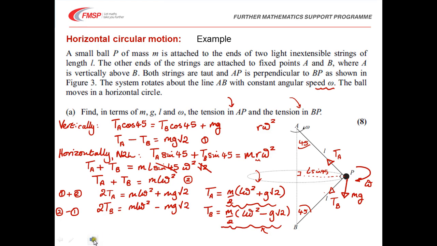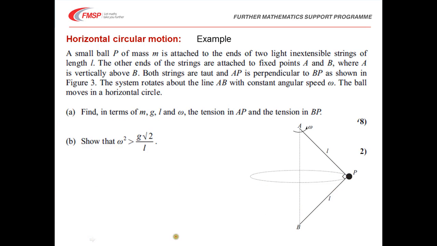Okay, I'm going to go on to the next part of this question. Again, if you'd like to pause at this point and work through the question yourself, please go ahead. I'm going to work through the system here. Obviously if we were working through this on the exam paper, we'd have our expressions for the two tensions available to us. So I'm going to say that TA is m over 2L omega squared plus g root 2, and TB is m over 2L omega squared minus g root 2.